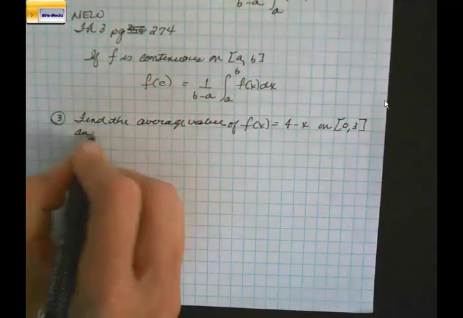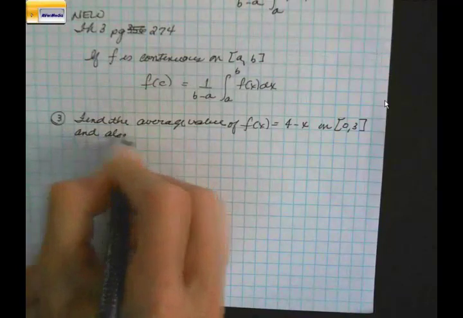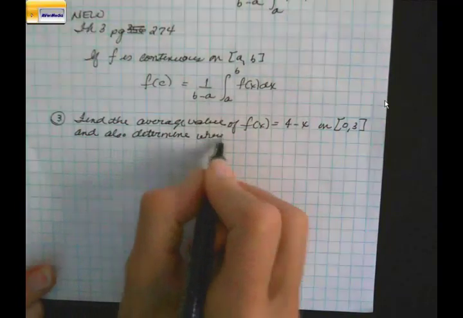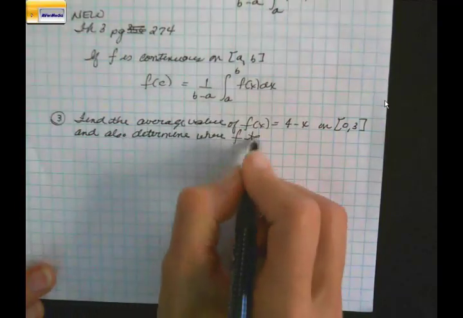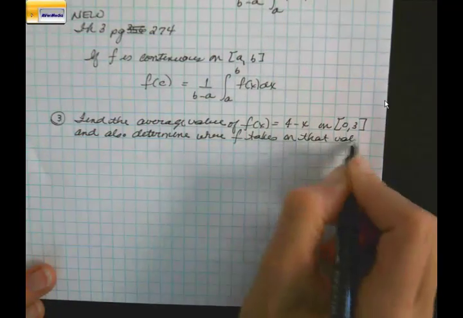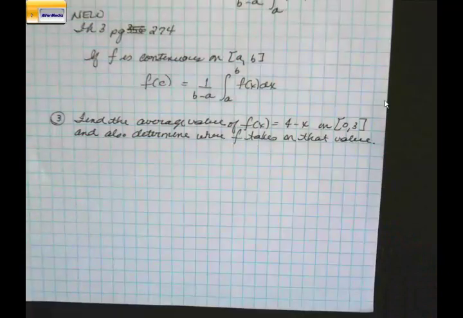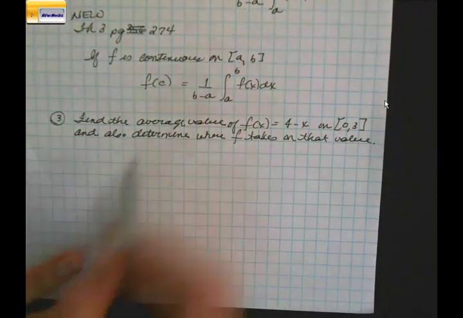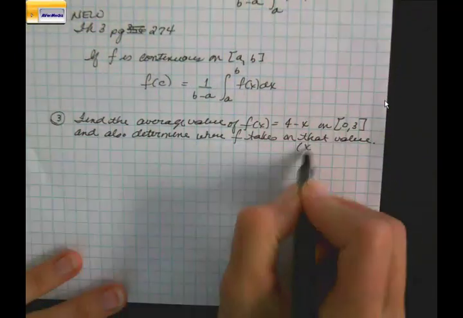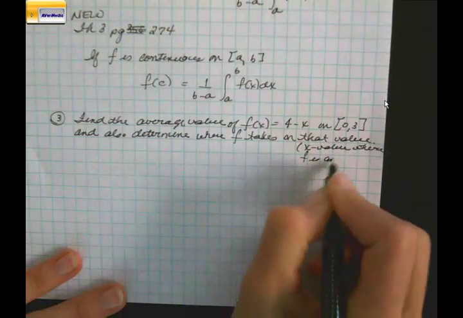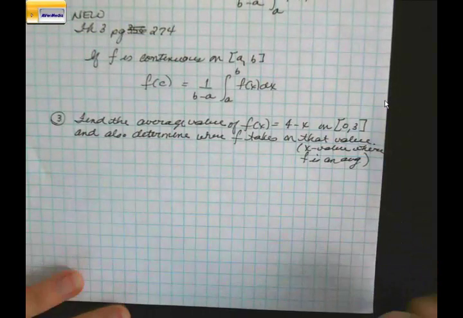and then also determine where f takes on that value. In other words, what is the x value at which f is at its average height? What is the x value where f takes on that average value that you determine? Okay, so also determine where f takes on that value. This is your x value where f is an average. Okay, and that's that question.